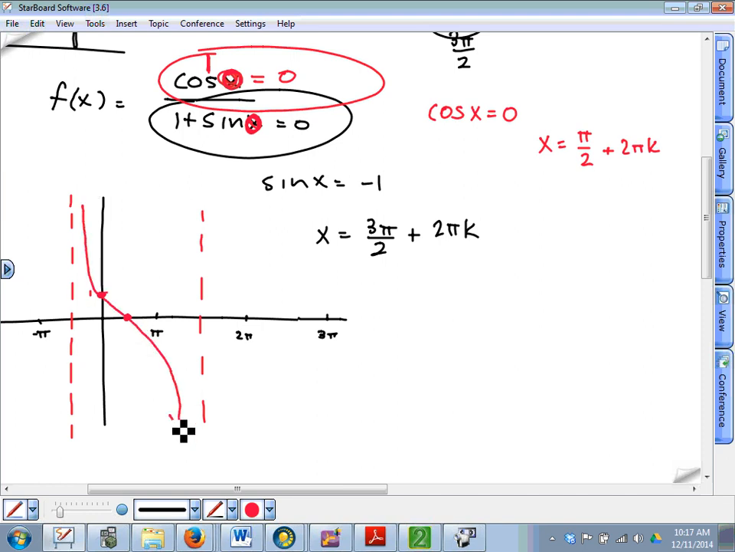So we know that this portion looks like that. That would most likely be enough information to choose the correct graph. It resembles a tangent graph.